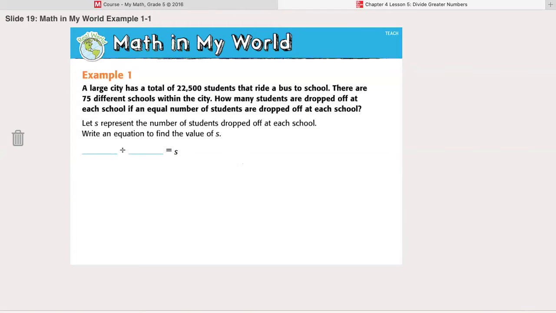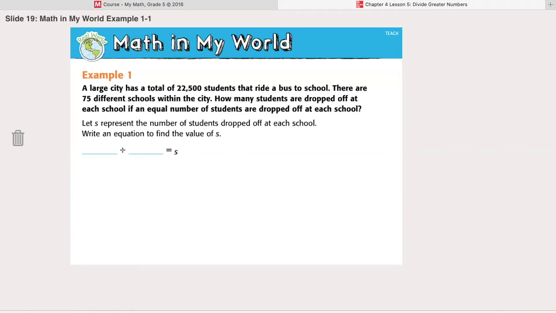Example 1. A large city has a total of 22,500 students that ride a bus to school. There are 75 different schools within the city. How many students are dropped off at each school if an equal number of students are dropped off at each school?